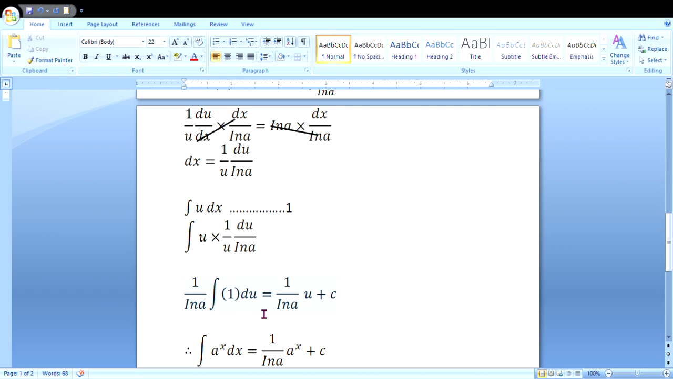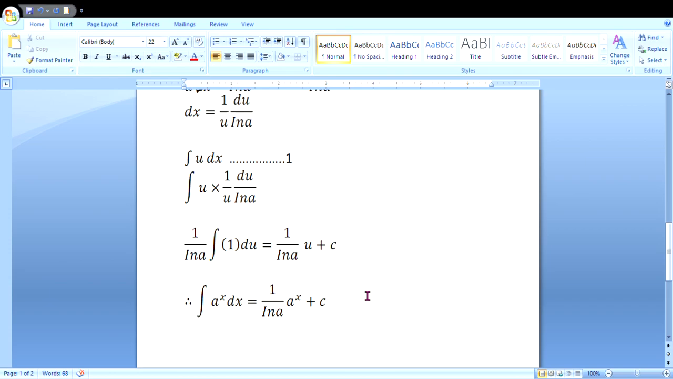So now from here we can easily integrate, and the integral of 1 du is u. So the whole expression on the left hand side becomes 1 over ln a times u plus an arbitrary constant c. We recall that we said let u equal a raised to x. Here we return back by replacing u with a raised to the power of x. Therefore, the integral of a raised to the power of x dx is equal to 1 over ln a times a raised to the power of x plus an arbitrary constant c.